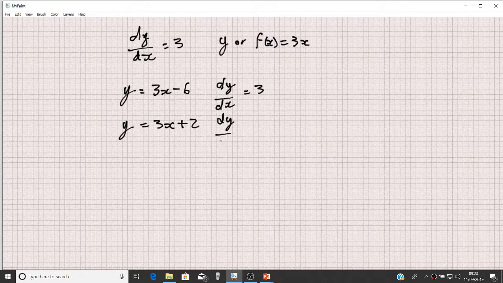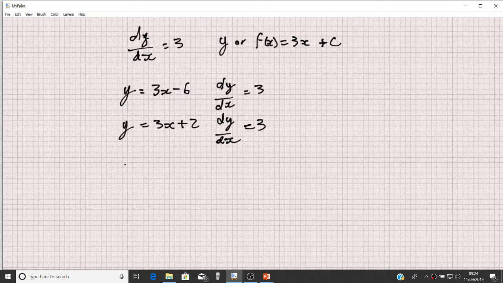So in some senses, we need to revisit the first part of this question, because there are many functions that will give us dy/dx equals 3. So what we really need to say is, in the first example, if dy/dx equals 3, then y, or the function f(x), is 3x plus some constant. That can take any constant value.